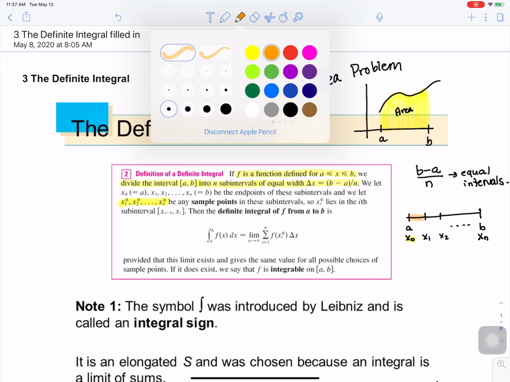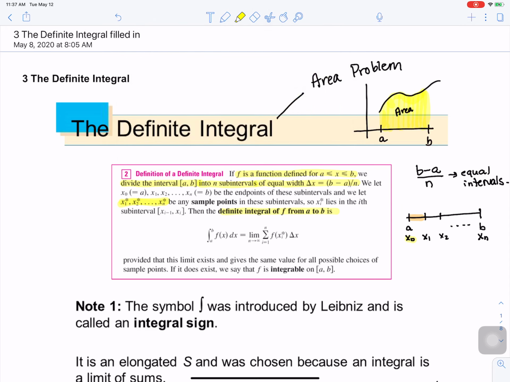The definite integral is just defined to be an exact value. You take the sum of all the rectangles like we did with the approximation methods, but once you take the sum of all of them, you take the limit as the number of rectangles goes to infinity. If this limit exists and it's the same value for all sample points, we can say that the function is integrable on A to B.